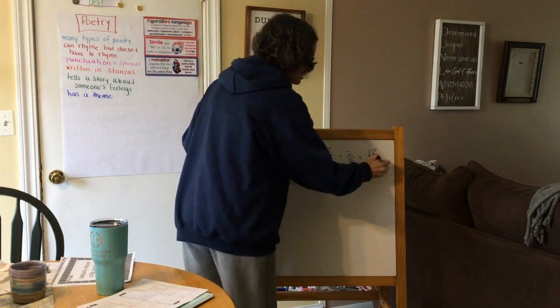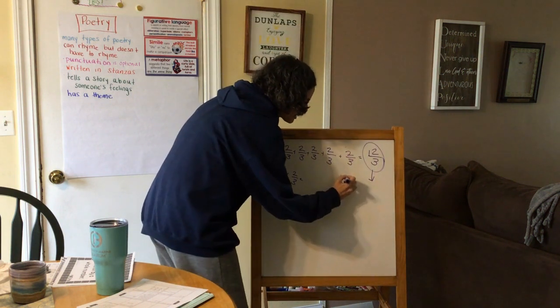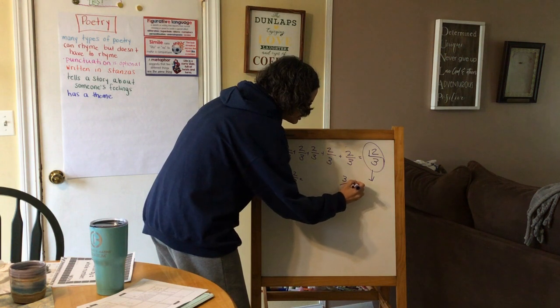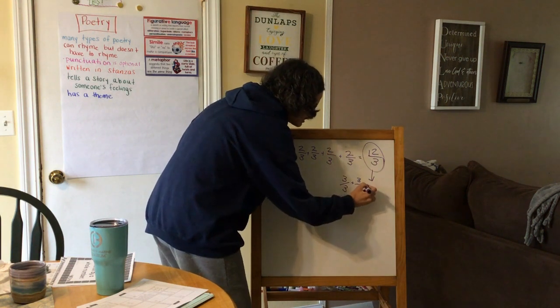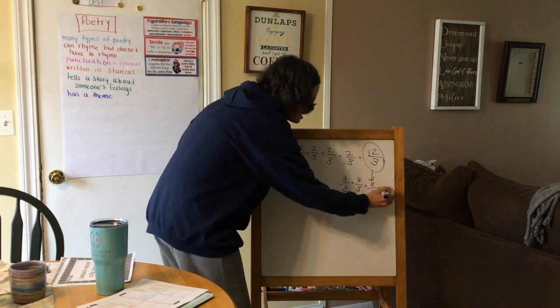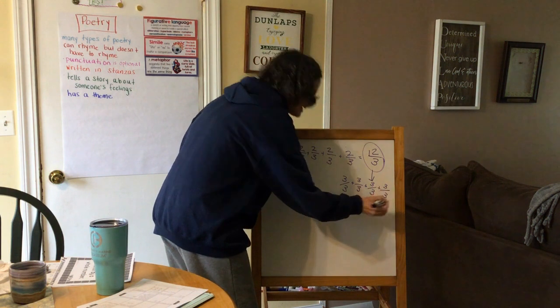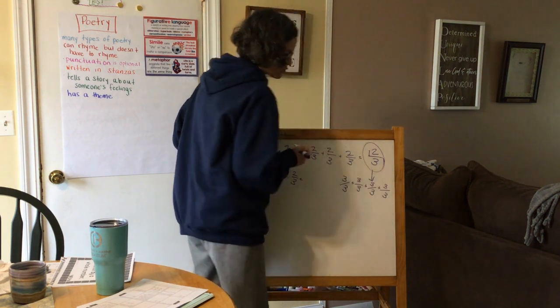I'm going to take my 12 thirds and pull out my wholes and see how many I can get. So here's one whole, plus another whole. That's 6/3. I'm not there yet. Plus another whole. That's 9/3. I can go again, and I can get 12/3. 3, 6, 9, 12. 12/3.